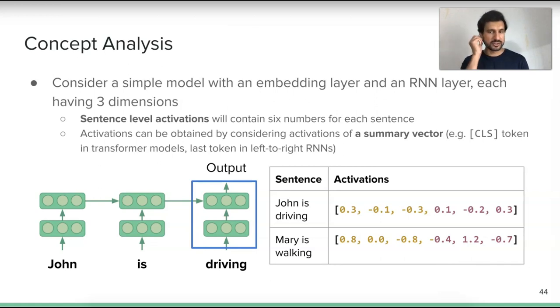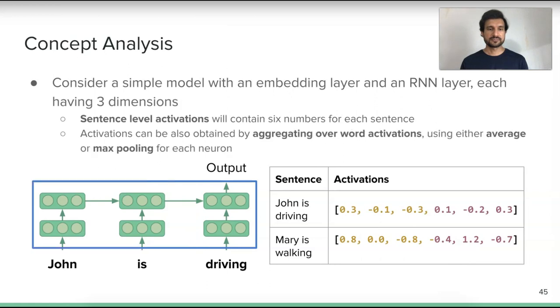One thing to be cautious about when using the pre-trained base models for the CLS representation as a sentence representation is that base model CLS representations are not optimized for sentence representation. So if we want to use the CLS representation, we have to fine-tune the model on a sentence level task, and then we can use the representation of CLS for sentence level activation. But there are other alternatives as well. For example, we can aggregate over word activations using average or max pooling for each neuron in order to obtain sentence level activation.